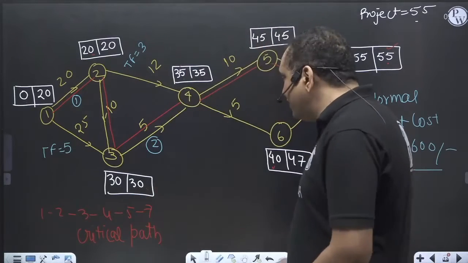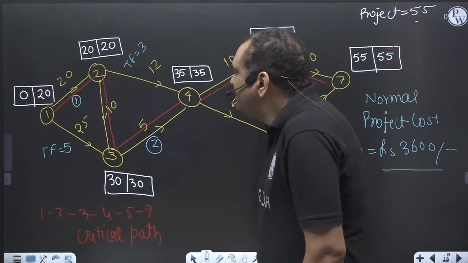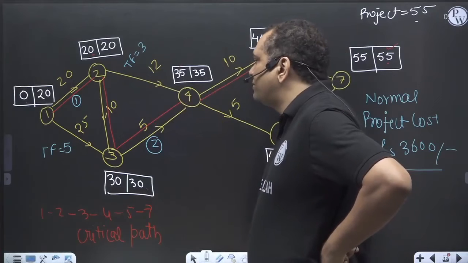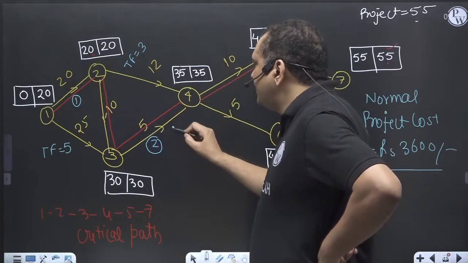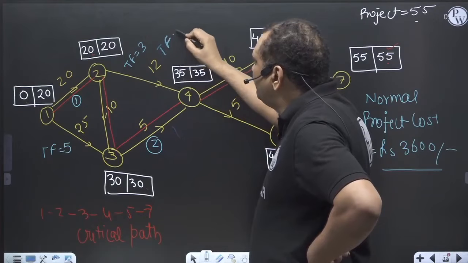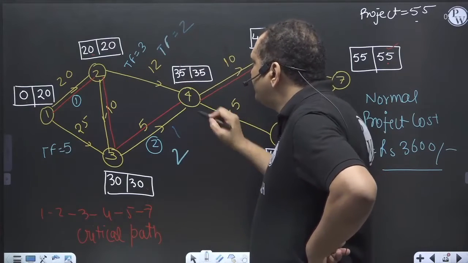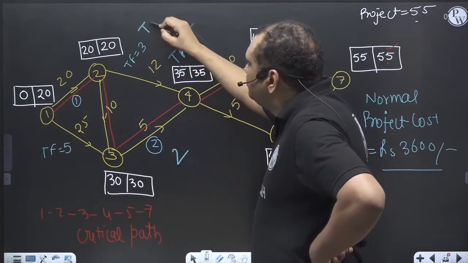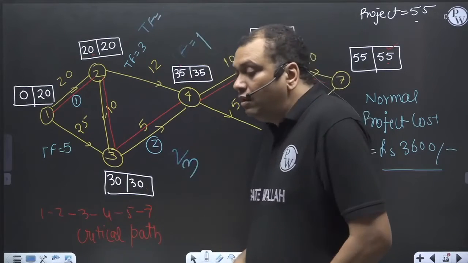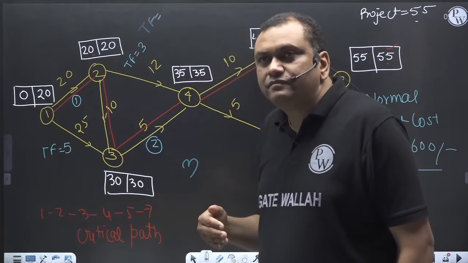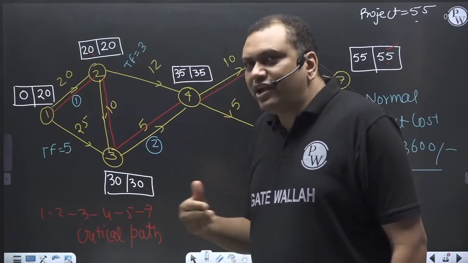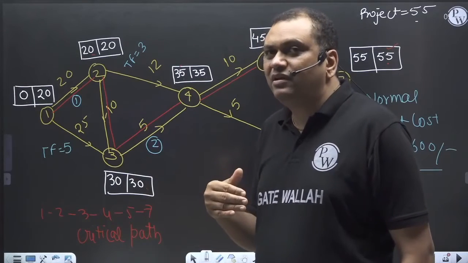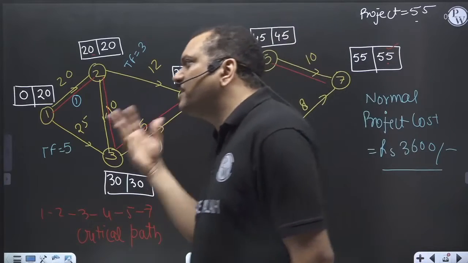So that is the reason I told you that before crashing any activity, see the total float available on the parallel branch. Suppose if I crash by 1 day, total float will become 2. If I crash by 2 days, total float will become 1. If I crash by 3 days, total float will become 0. By crashing any activity, I am eating up the total float available on the parallel branch.